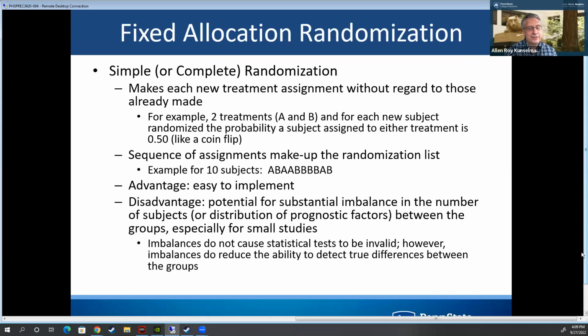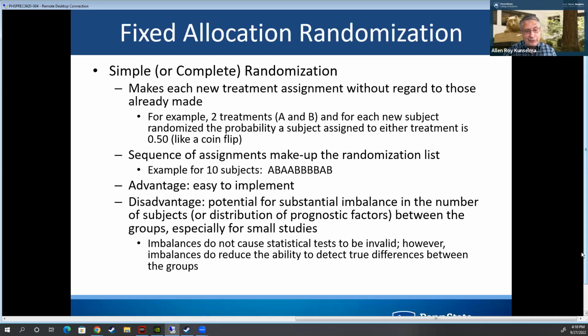The advantage of this is that it's very easy to implement. The big disadvantage is the potential for substantial imbalance in the number of subjects or distribution of prognostic factors between the groups, especially for small studies. As you can see, even in this small example of 10 subjects, there are 6 Bs and 4 As. You can imagine if you only assign 10 subjects, you can flip a coin 10 times and get 8 heads and 2 tails. So you can get a really big imbalance in your two treatment groups with complete randomization.